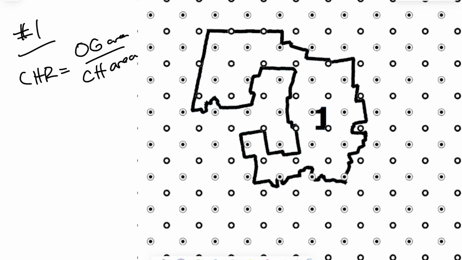So let's count. I'm going to mark them off as I go so I don't lose track. 1, 2, 3, 4, 5, 6, 7, 8, 9, 10, 11, 12, 13, 14, 15, 16, 17, 18, 19, 20, 21, 22, 23, 24, 25, 26. I got 27. Did I miss any? I don't think so. All right, so the original area is 27. I'm making a fraction here, right? The numerator of my fraction is 27.